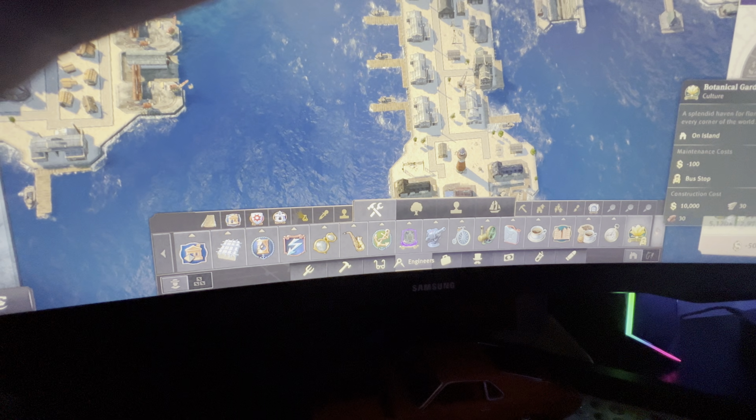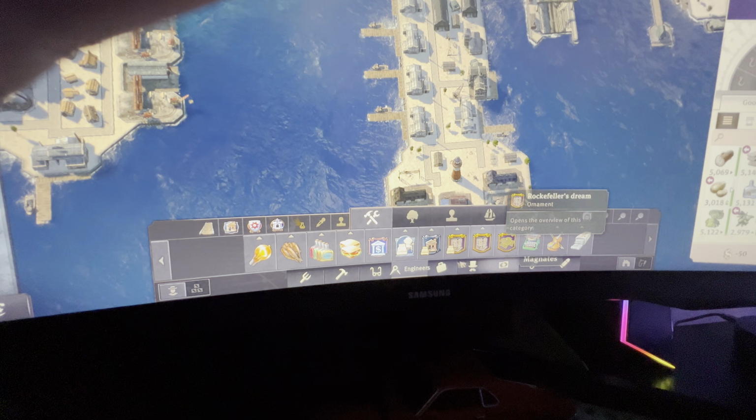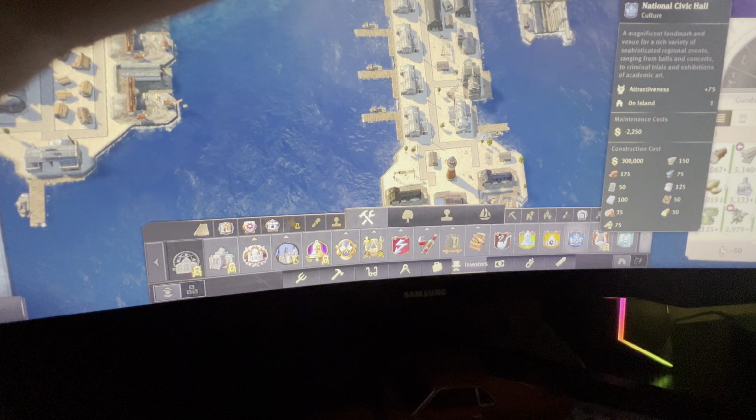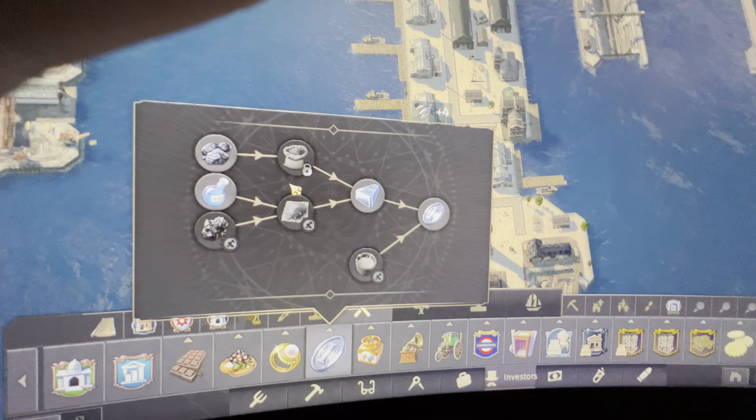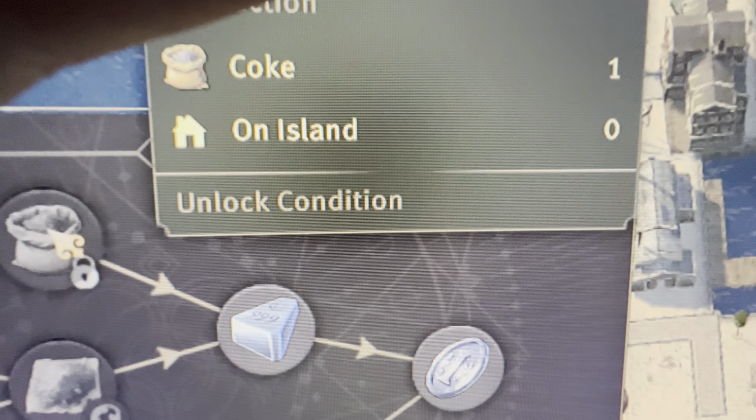I think it's over here. No, one short. Sorry, one short. It's over here. Here it is. Look, it says right here, unlock condition. What condition? What am I supposed to do?